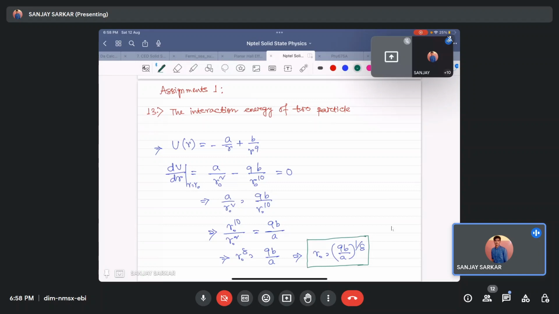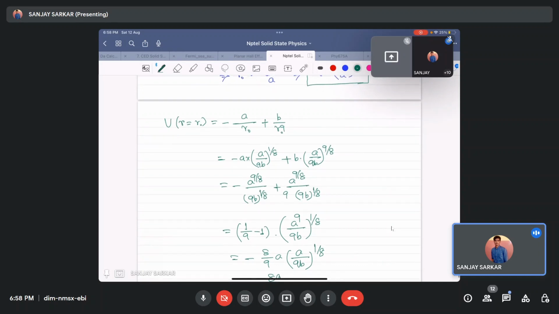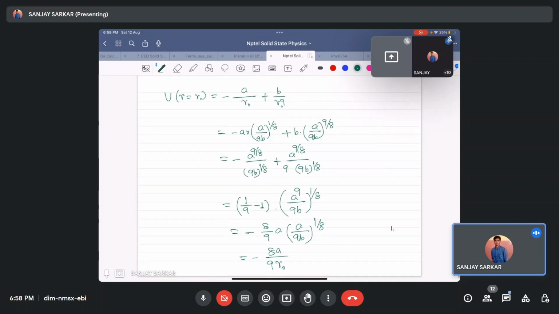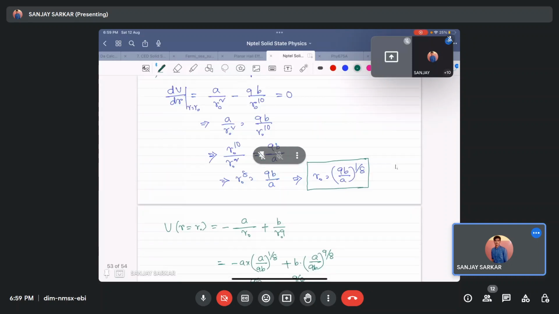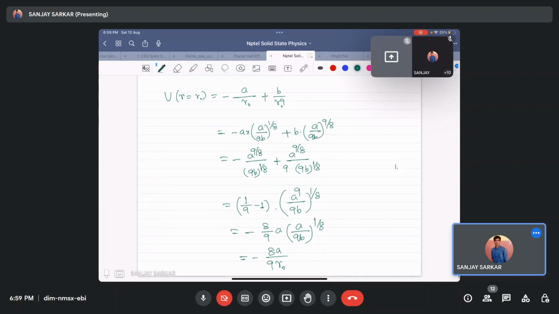Read the question very carefully, what is asked in the question. In this question it was asked to find the potential energy at equilibrium, so you need to replace r with r naught. So I have replaced it. Is the calculation clear here? You just need to replace the r naught value and do the algebra. That is easy. Is it clear to others also? Did you understand the algebra? If you want, you can write this down. I'll also send the notes later.